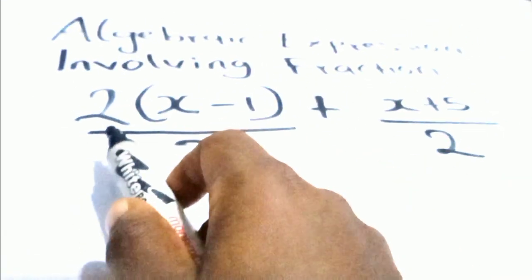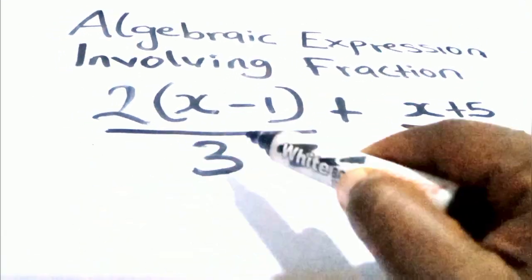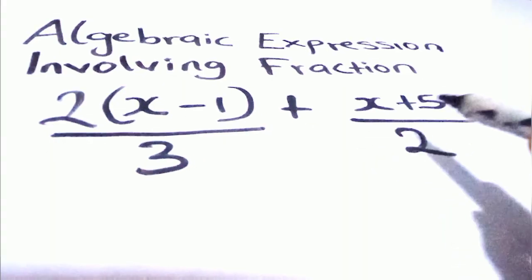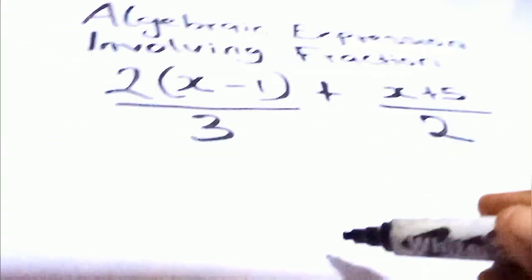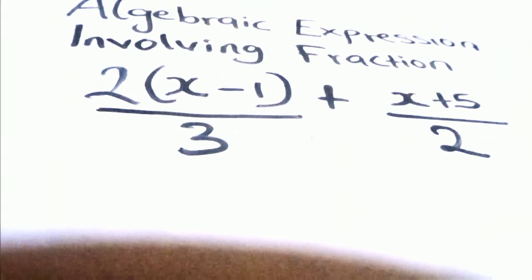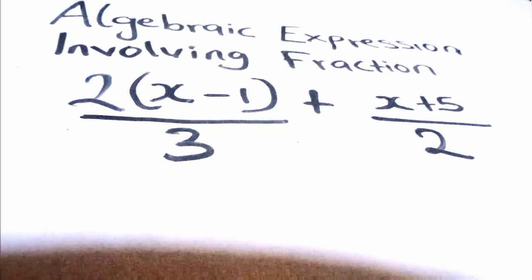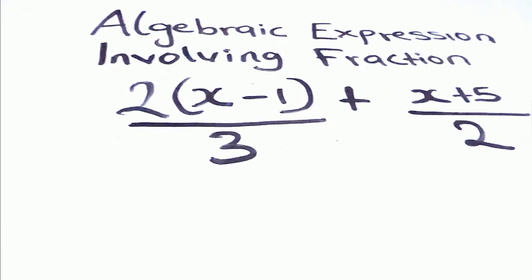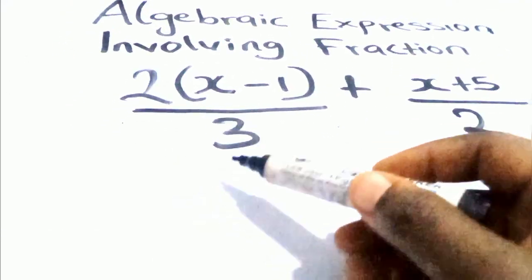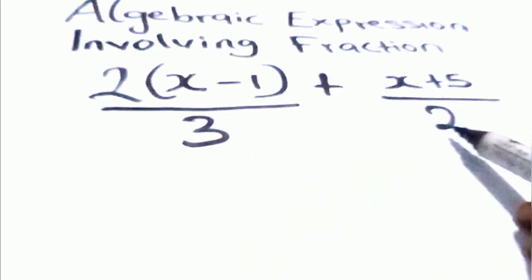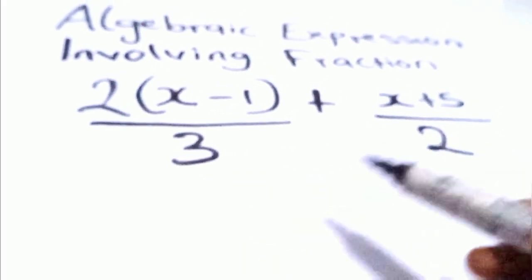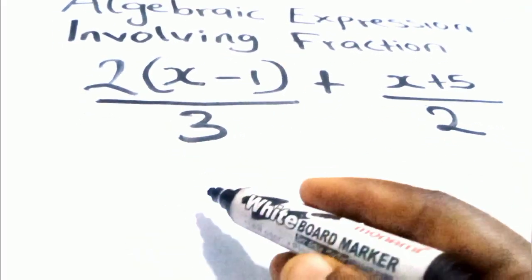In this example, we have 2 brackets x minus 1 all over 3 plus x plus 5 all over 2. And remember, the first step is to what? To find the common denominator using the LCM. The LCM of 2 and 3 is what? Find it. It is 6. So this LCM is 6.